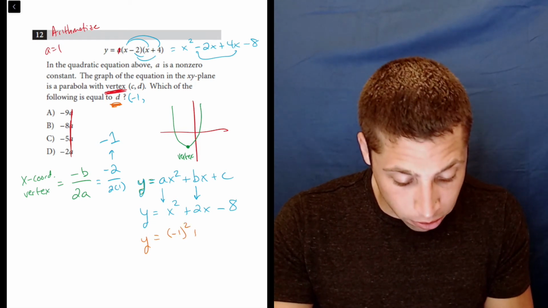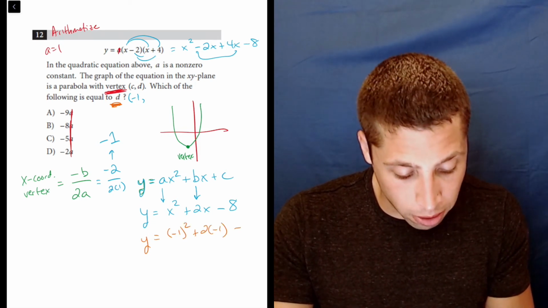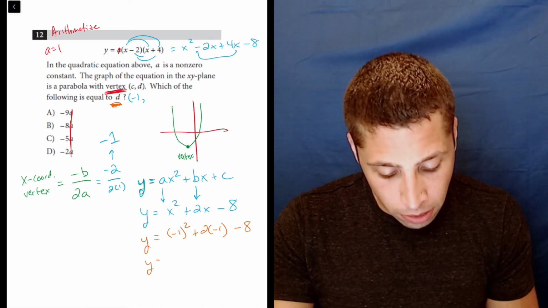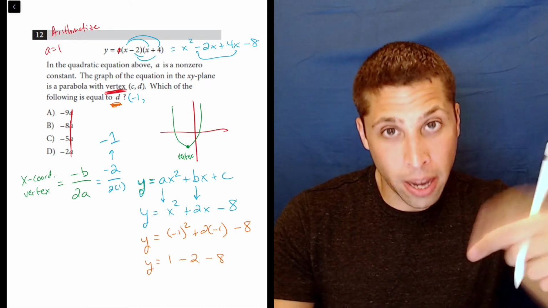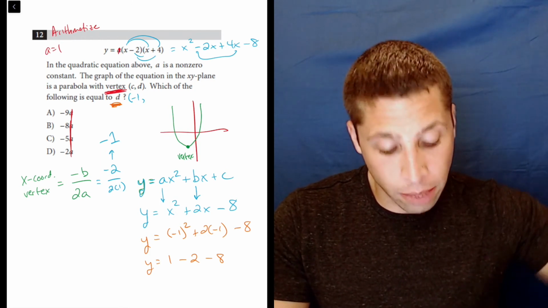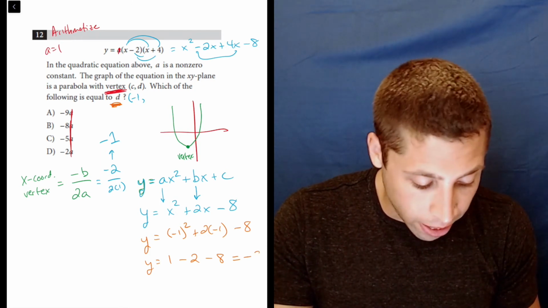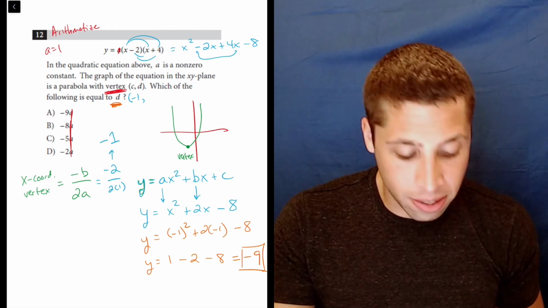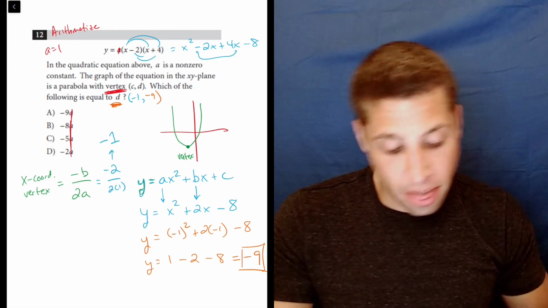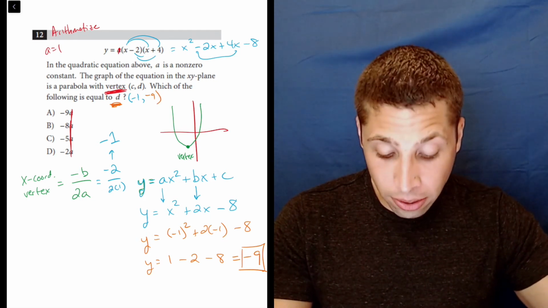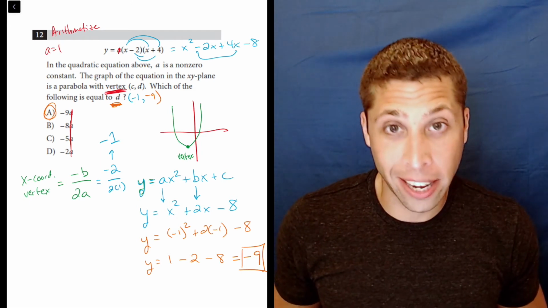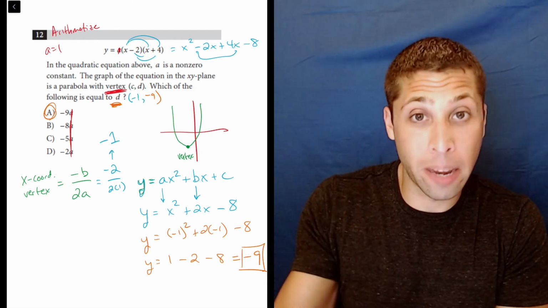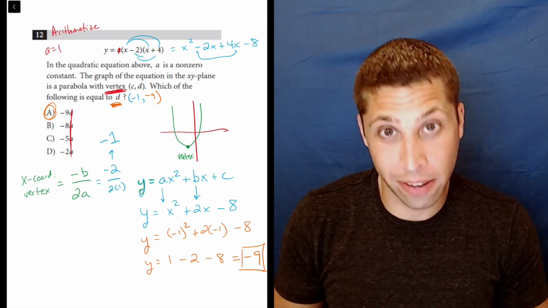I'm just going to do it here because I've got the space. So -1 squared plus 2 times -1 minus 8. So that's 1 minus 2 minus 8. 1 minus 2 is -1, and then -1 minus 8 is -9. So that is the value of d. That is the y-coordinate of the vertex, and that is what choice A gives me, because -9 times the 1 that I made A is equal to -9.